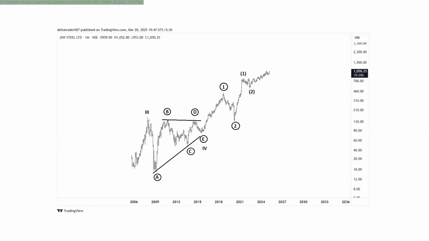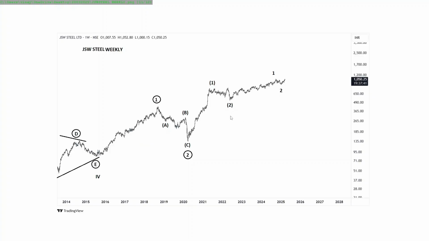Again, the same story. It has also traced out a triangle from 2007 highs to 2016 low, which was a cycle wave 4. And thereafter, primary wave 1 and 2 are also complete. And now JSW Steel is proceeding in primary wave 3, of which intermediate wave 1 and 2 are complete. On the weekly time frame, we can see that even the minor wave 1 and 2 are also complete.